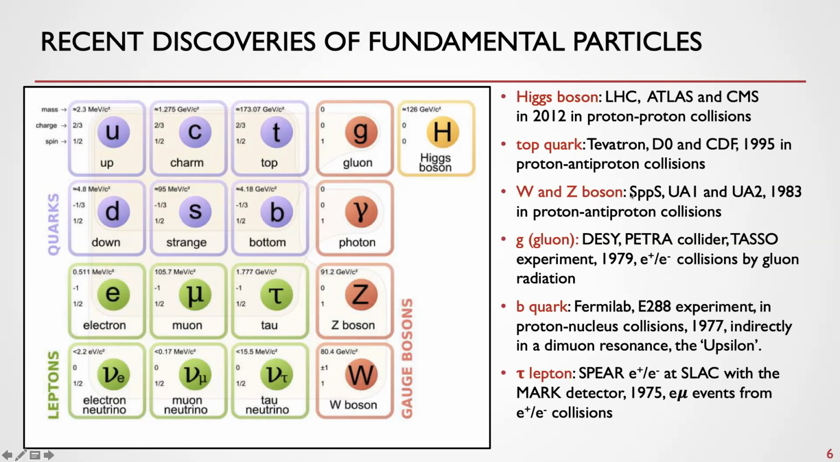W and Z bosons were discovered in '83, '84 at the UA1, UA2 experiments at the SPS, which is now a pre-accelerator for the LHC, in proton-antiproton collisions. This was really the biggest confirmation that the Standard Model has something to do with reality. By now we know it describes reality to very high accuracy.